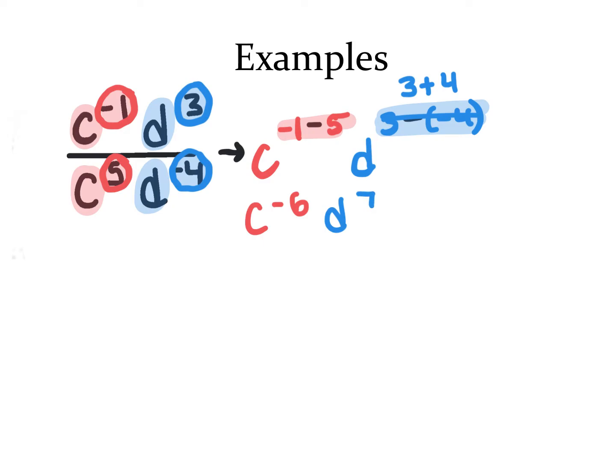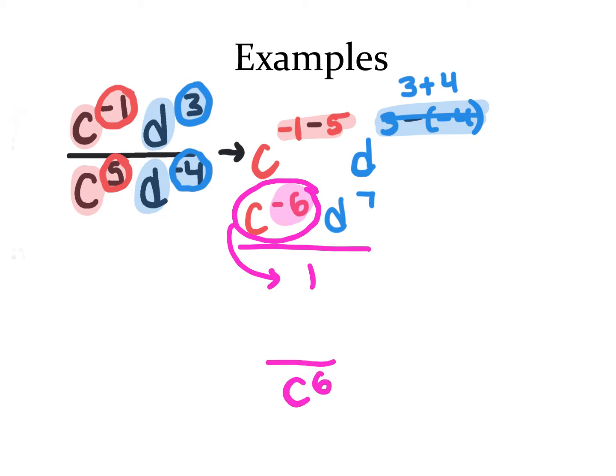Now the last thing I have to do is look for negative exponents. I can see that I have a negative exponent on the c. So I have to take this whole term of c to the 6th and bring it to the denominator. So I have c to the 6th in the denominator, and I'm left with a d to the 7th in the numerator as my final answer.